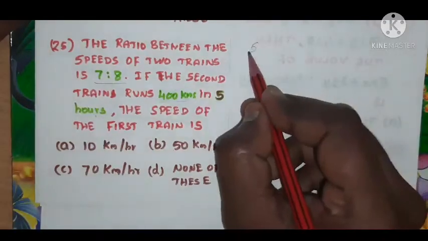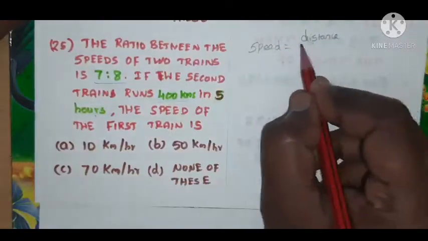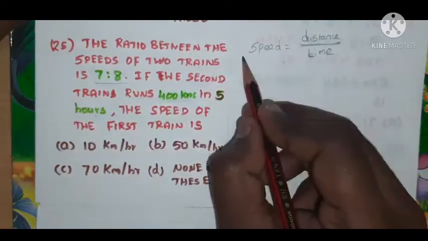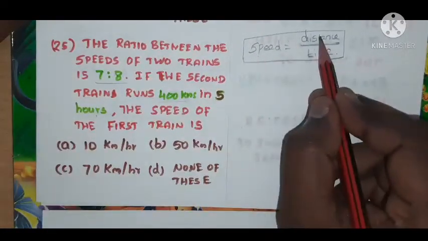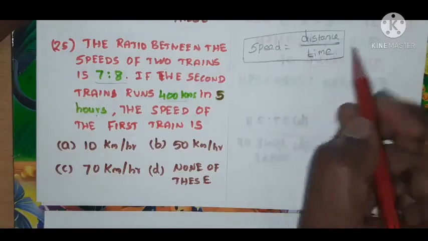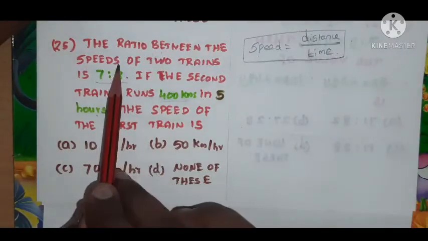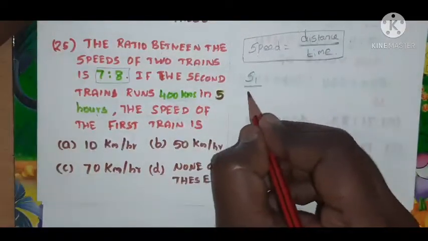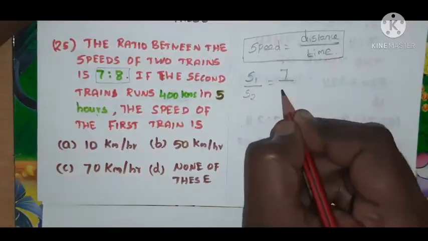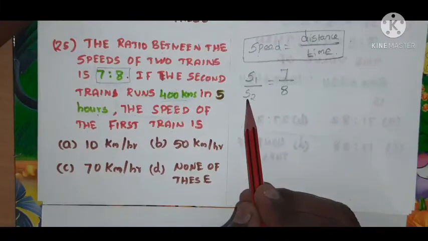Speed can be calculated by distance traveled by time, right? This we should know, then only we can solve this question. So speed can be calculated by distance traveled by time, right? Also look at the question, they have given the ratio between the speeds of two trains as 7:8, where S1 by S2 is 7/8, where S1 is the speed of train 1 and S2 is the speed of train 2. First train speed, second train speed, right?